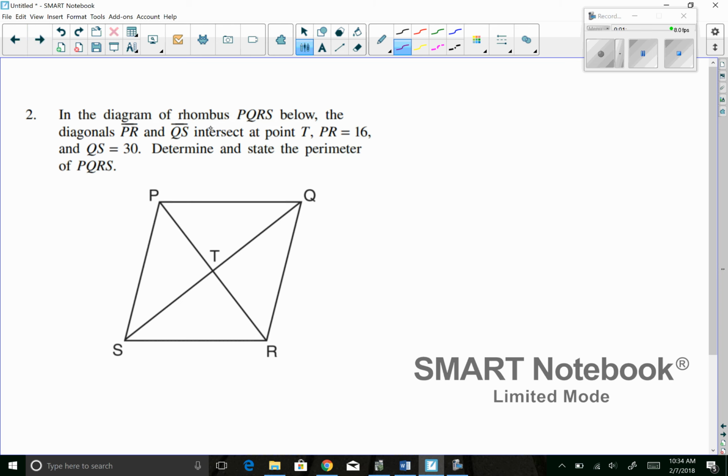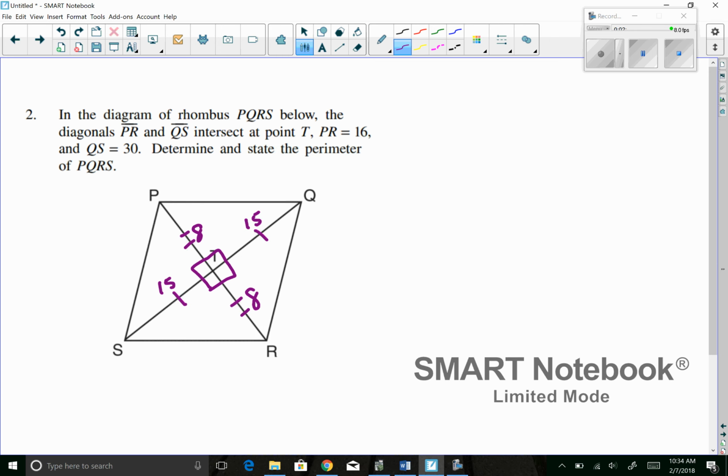The next one, because a rhombus not only is a parallelogram, meaning that these segments are congruent, they also have congruent 90-degree angles in the middle, which is going to create right triangles. Right triangles are always important because if I see right triangles, I can use the Pythagorean Theorem to solve for missing sides. So if PR is 16 and it gets cut in half, each of these little pieces is 8. If QS is 30 and it gets cut in half, each of these little pieces is 15.